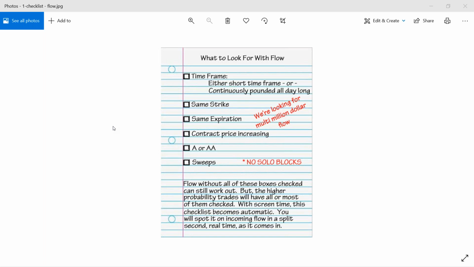So if every box on this checklist is checked off, you have a high probability of making money. You are not guaranteed to make money. So trade and risk management is vital. You can have every single trade be a profitable trade, manage it wrong, and lose money on every single one of them. Okay, and I've had people send me messages like that.